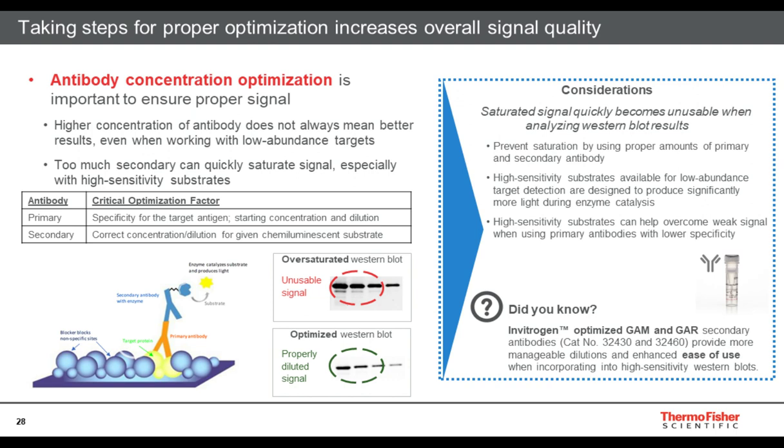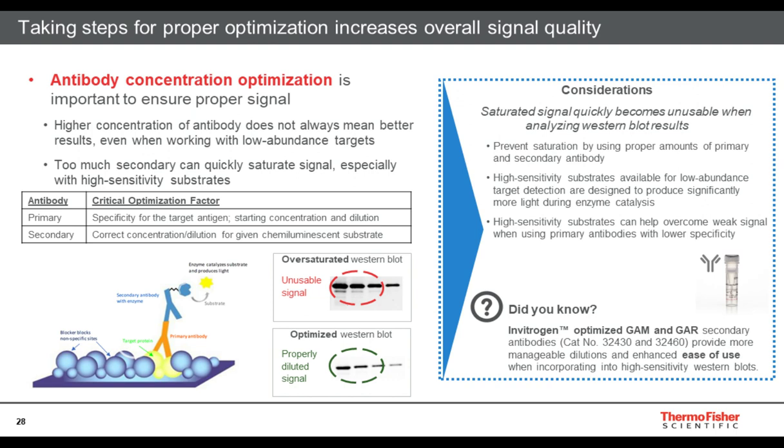For primaries, a 1 to 1,000 to 1 to 5,000 dilution from a starting 1 mg per ml stock is a very typical first pass. However, if the blot is too saturated or not enough detection is acquired, the blot can be stripped and reprobed with a higher dilution of primary antibody. For secondary antibodies, it is highly useful to factor in the substrate of choice when determining the appropriate dilution.